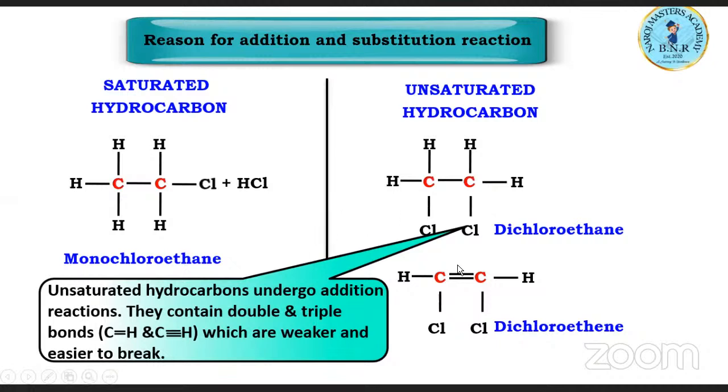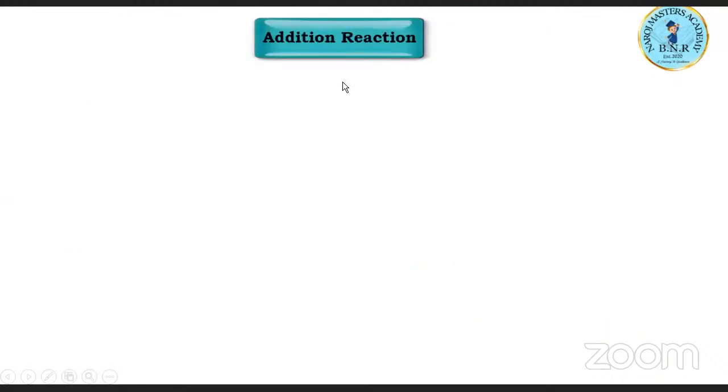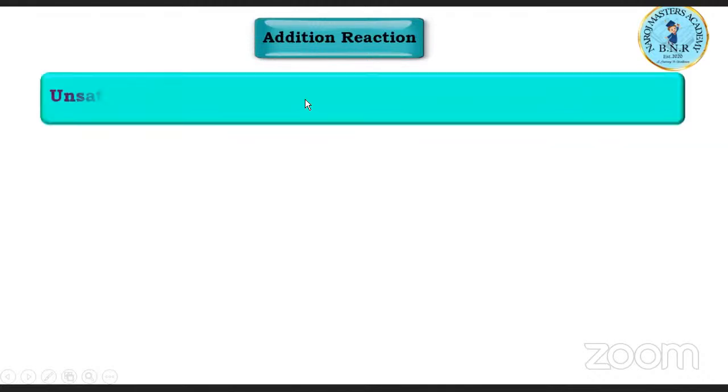If they are having a double bond and triple bond, we can break them easily by reacting with any other halogen member. Now, in an addition reaction, unsaturated hydrocarbons change to saturated hydrocarbons in the presence of a catalyst.